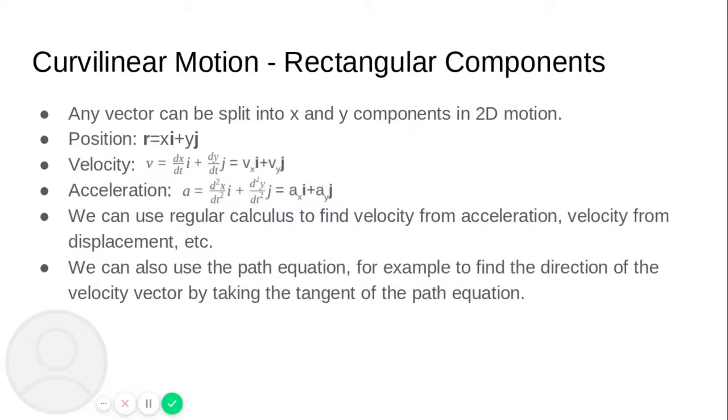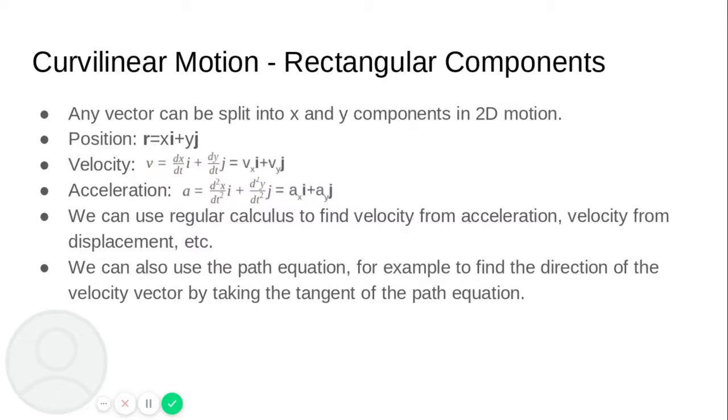So any vector can be split into x and y components in 2D motion. These are the rectangular components of curvilinear motion. For example, position r equals x i plus y j. Velocity is simply the first derivative of the position, which would be dx/dt i plus dy/dt j. And acceleration, the same thing: the second derivative of position, or the first derivative of velocity.